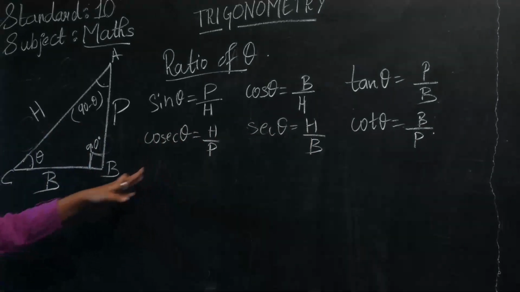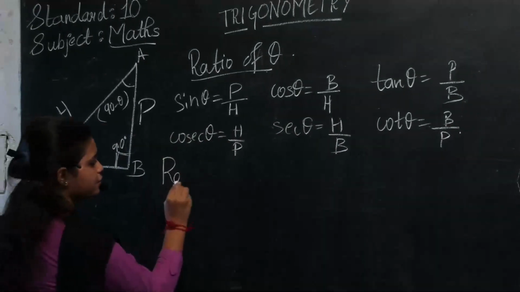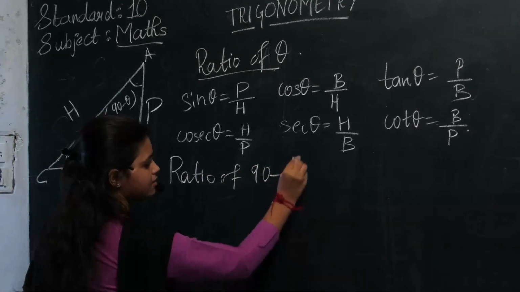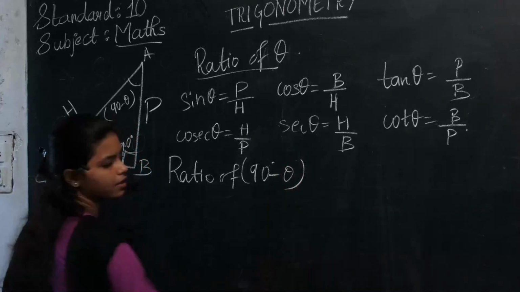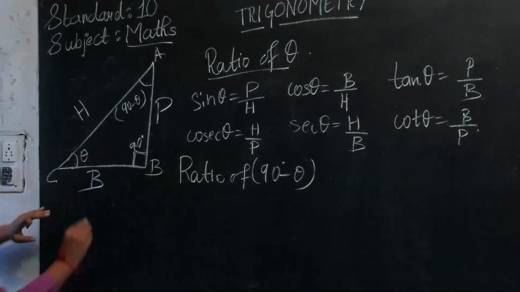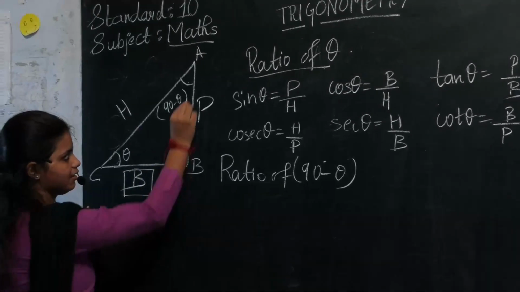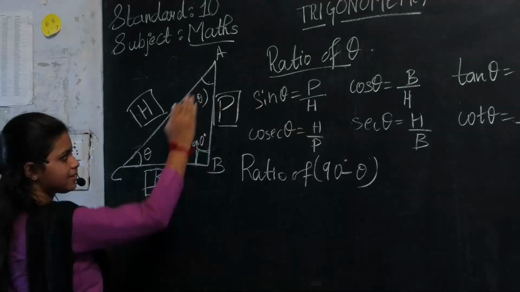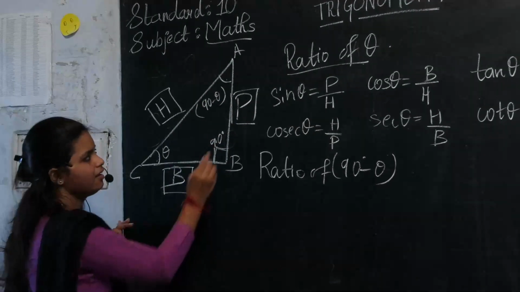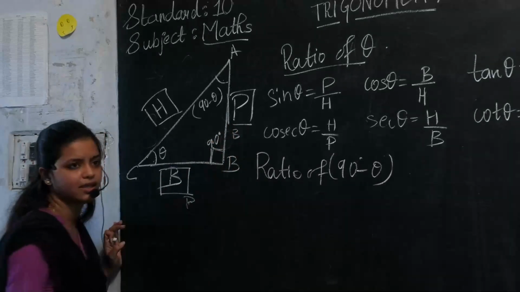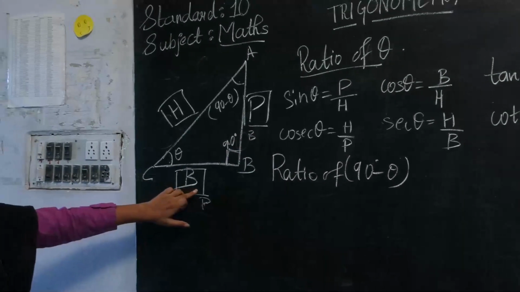Clear till here? Now if we find the ratios of 90 degree minus theta, then what will be the answer? We will write this name as main, but you know very well that the opposite of this angle will be perpendicular and the adjacent of this angle will be base. Clear? But we'll write this name.